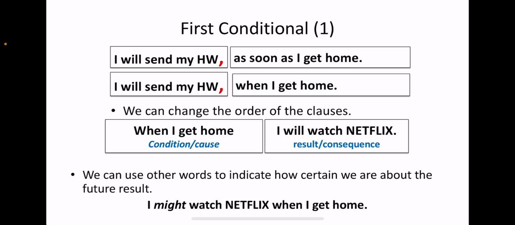So remember, the first conditional talks about future possible events or results with a condition. And for the condition part, most of the time we use if, or we can use when, or we can use as soon as, and the verb goes in present. That's for the condition. And for the result, we always use the future. And for the future, we can use will, we can also use might, we can use may, we can use different words to express the future. And that's how we create sentences in the first conditional for the future.